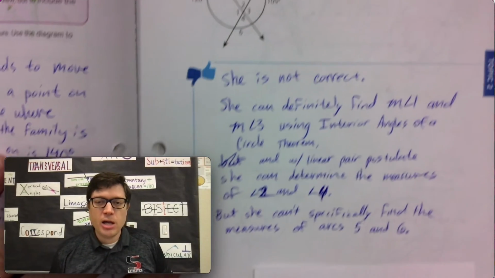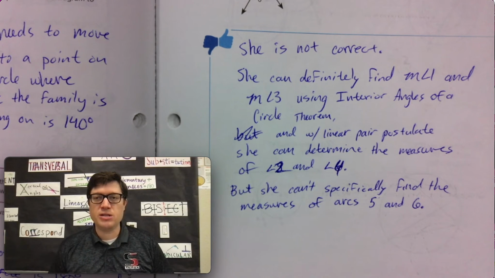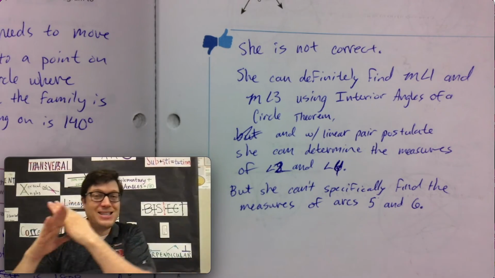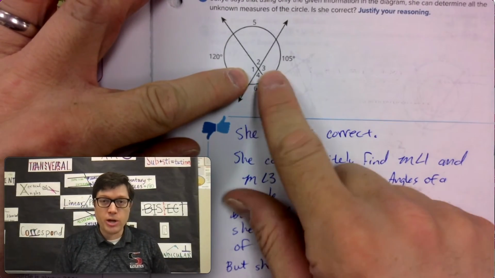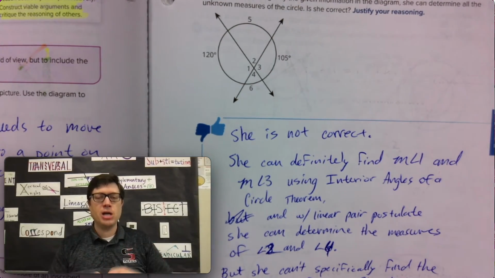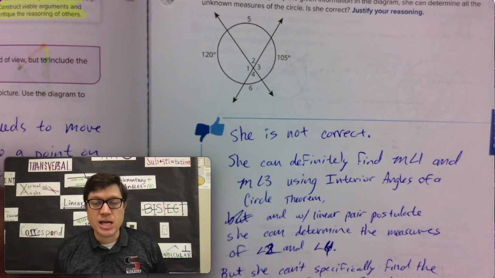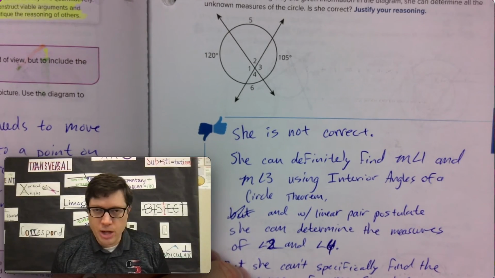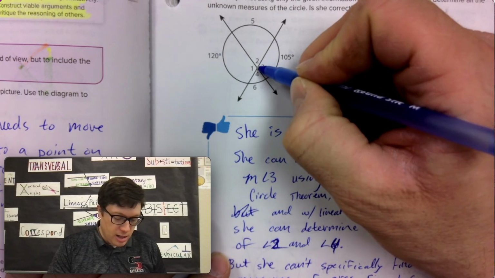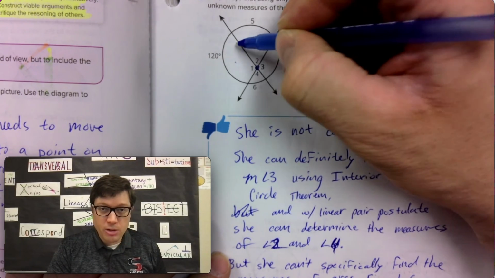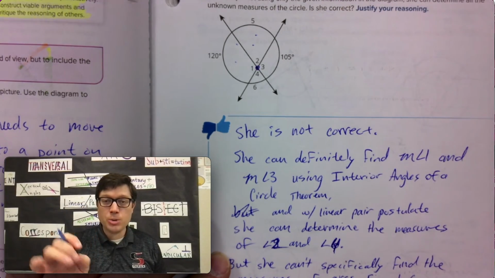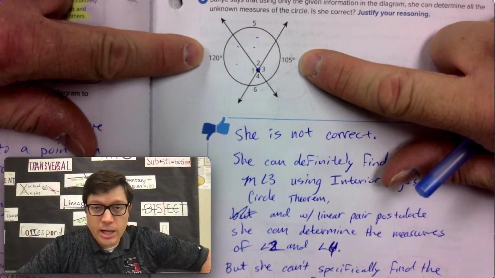The only thing is she can't specifically find the measure of arcs 5 and 6. No matter how you tilt the crossing secant lines through the circle, whether they cross here or here or here, all you know is the sum, how much 5 and 6 add up to, but you do not know specifically what they are. Changing the location where the secant lines cross will change your 5 and your 6.